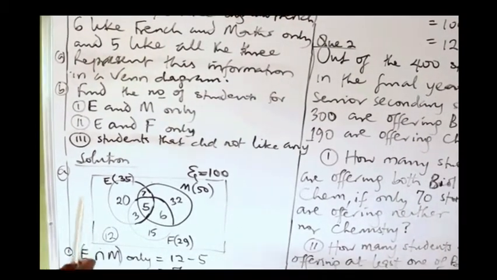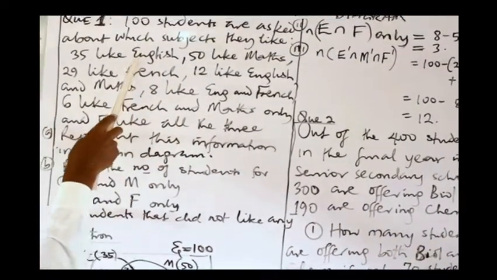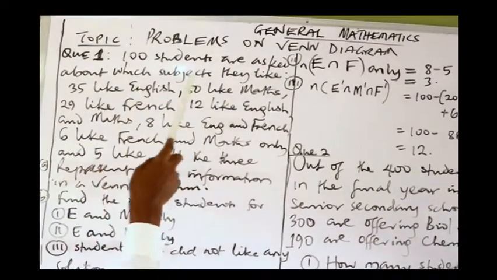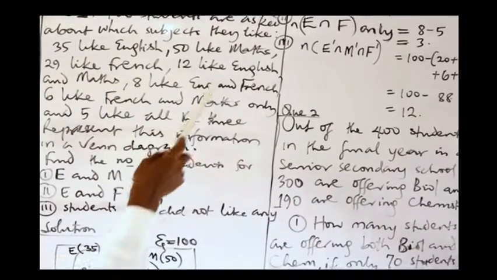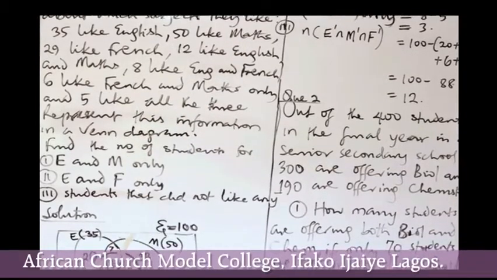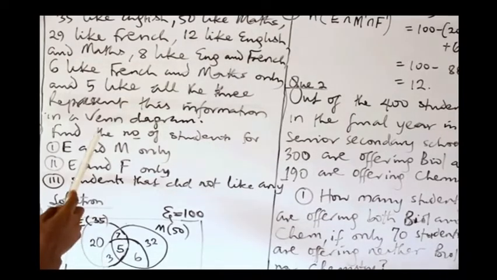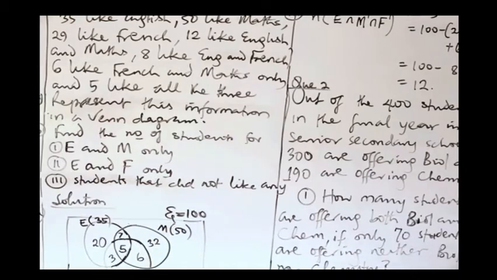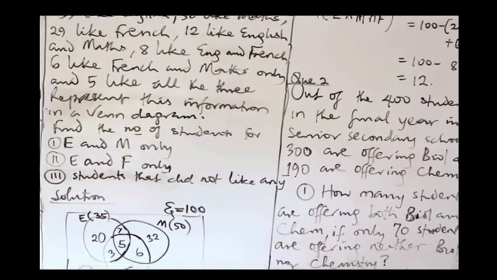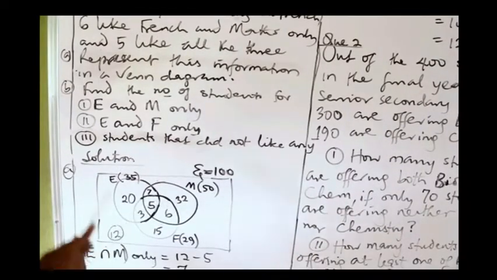Then we look at what we are given. If you look at this question very well, we discover that we have 3 different subjects. English, represented by a circle. Mathematics is another subject represented by another circle. And French is another subject represented by another circle. According to this question, there are some people that like all the 3. That means that all the 3 circles will intersect, just like what I explained before.